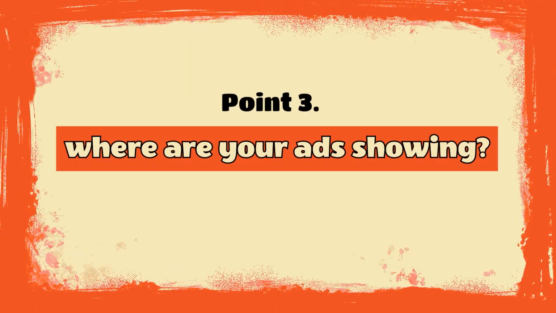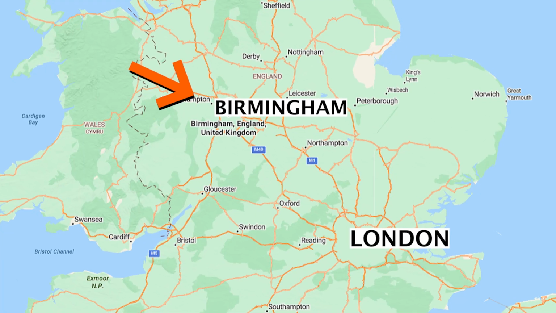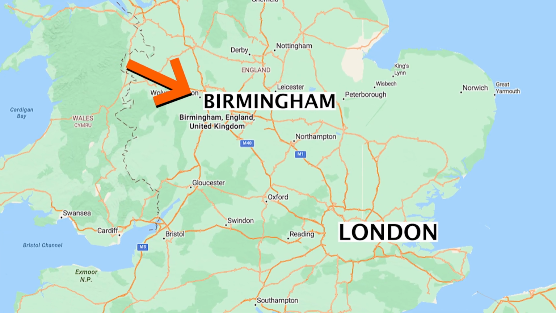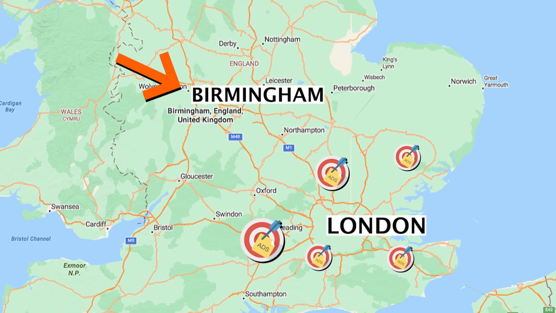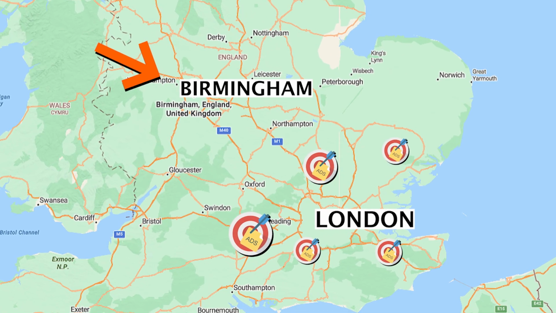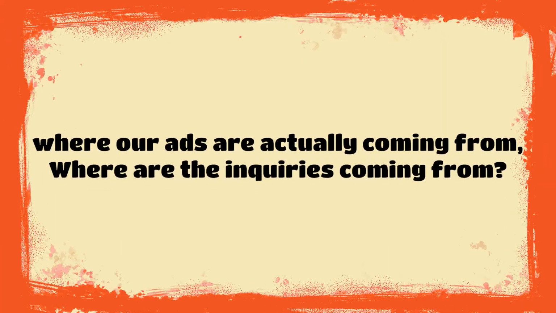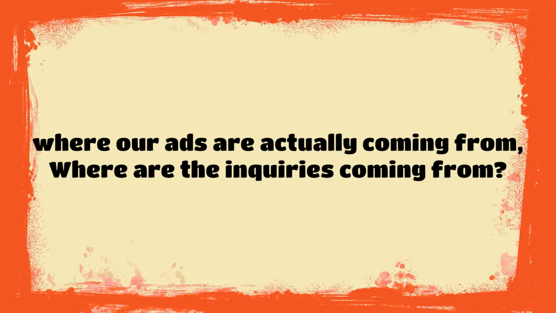Point number 3 is, where are your ads showing? Where are they actually showing? So what I mean by that is that you could have a business based in Birmingham, for example, but if you're only serving people in Birmingham, what good is it that your ads are showing in London, which might be 100 miles away, because those customers are very unlikely to come to you. So you need to ask your agency, show me where our ads are actually coming from. Where are the inquiries coming from?